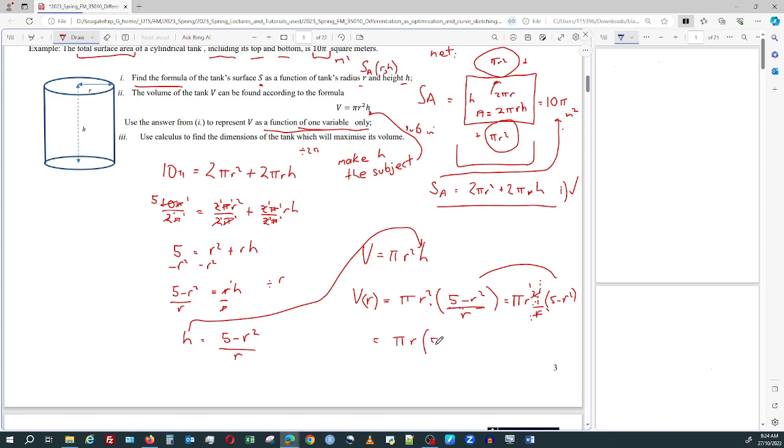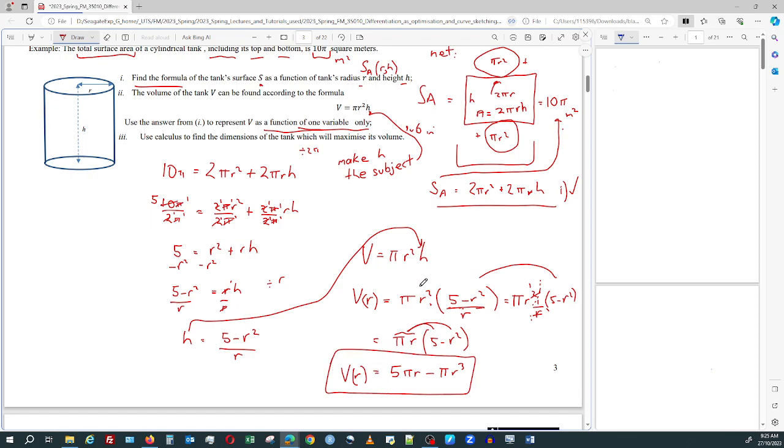Now that can be expanded, of course. And so we'll do that next. Treat that like a single term, one expansion, two expansions. So we're going to get 5 pi r minus pi r times r squared is r cubed. So we've got our calculus style function, and we can now do calculus on this. And it's all in terms of r.